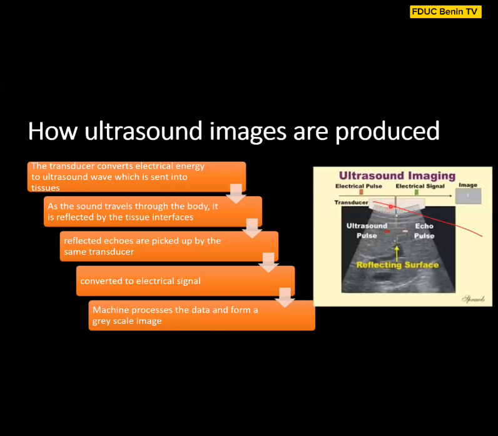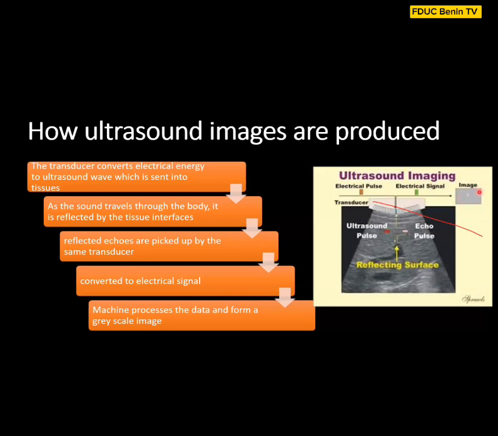The probe, or transducer, is connected to electrical energy, and sound waves are produced and pass through the body. As the sound waves pass through the body, at different interfaces they are reflected, so the echoes are reflected. The probe detects the echoes and converts them back to electrical signals, and then the machine processes them, and that is what we see on the screen.